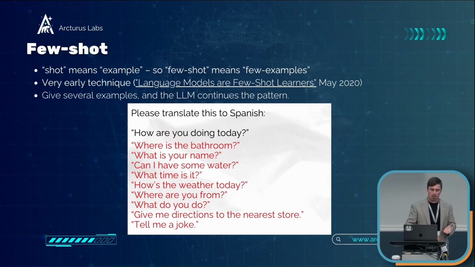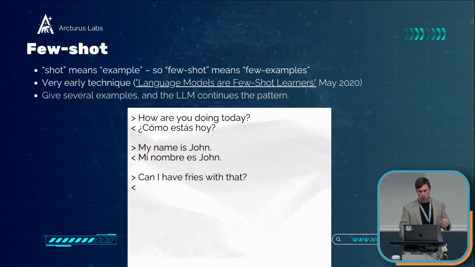And so when we were still wrapping our minds around this, we came up with, well, okay, few shots. These things are completion engines. They figure out a pattern and they follow it through. So if you simply give it a pattern, then you can use the continuation of that pattern to achieve whatever purpose that you want. In this example, we'll start a pattern of translating stuff. How are you doing today? ¿Cómo estás hoy? My name is John. Mi nombre es Juan. Can I have fries with that?